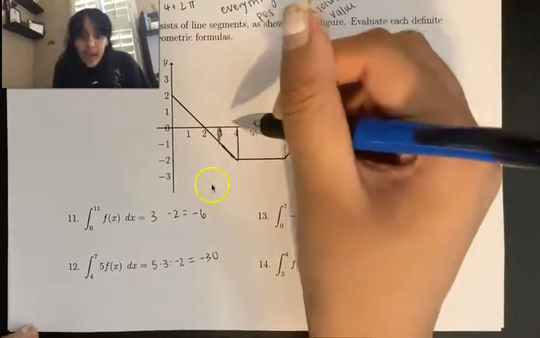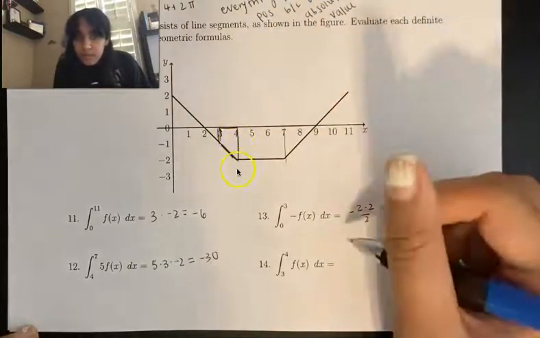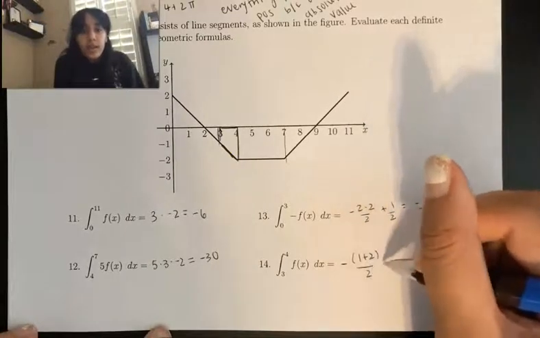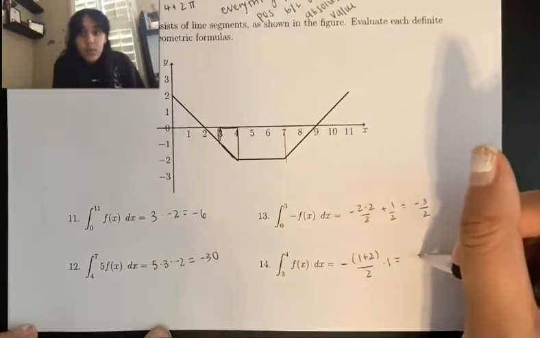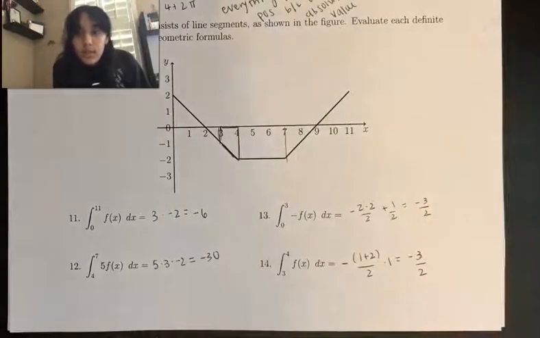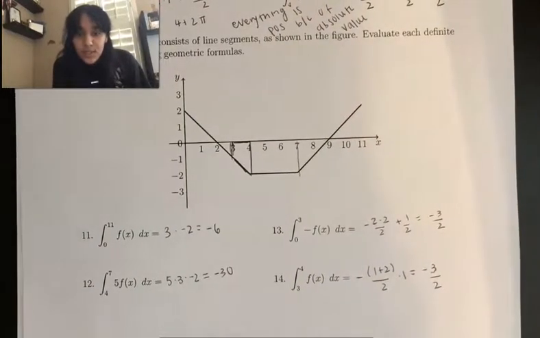And finally, we have from 3 to 4. So here we would do the formula for a trapezoid. So sum of the bases over 2 times 1 equals -3 over 2. And that's your answer. So that's the worksheet.